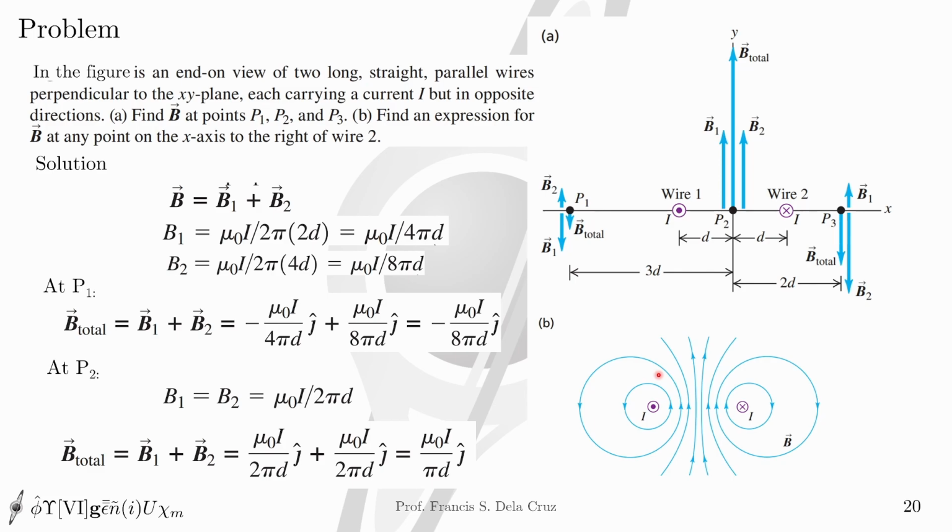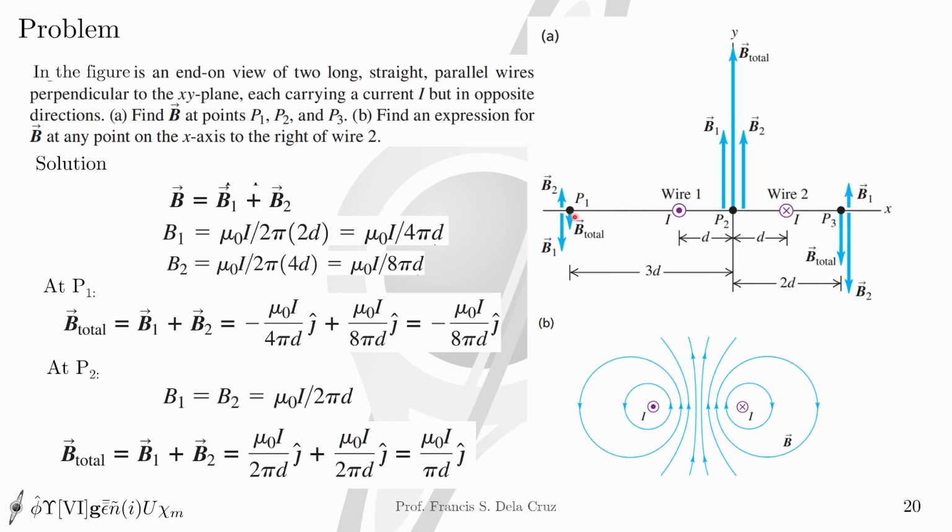Okay, so let's solve A first. Remember that these are all vector quantities, so vector addition still works. You have three points P1, P2, and P3. So we're going to know the sum of the fields at P1, the sum of the fields at P2, and the sum of the fields at P3.